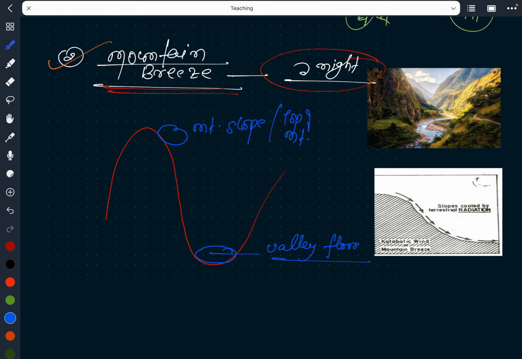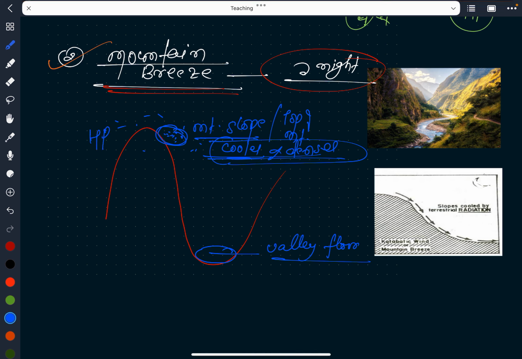The air above the mountain slope loses heat very fast because it is exposed to the open atmosphere over here. It loses heat very fast, thereby the air will get cooler and denser. So you know that the cooler and denser air will create what types of condition? It will create a high pressure zone over here. Now relatively the air above the valley floors is relatively warm.